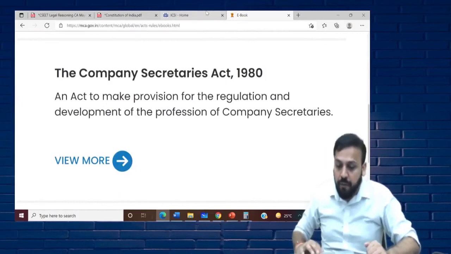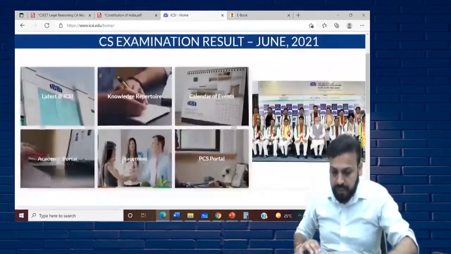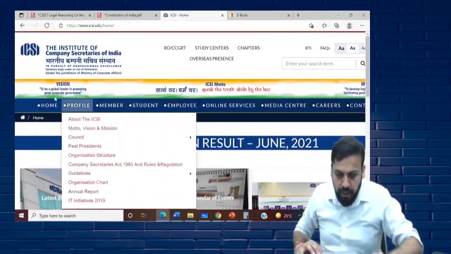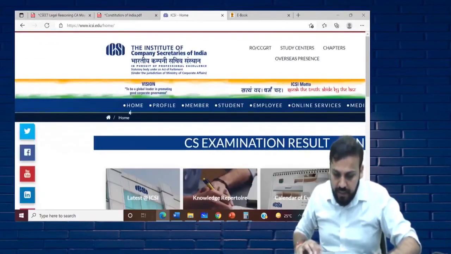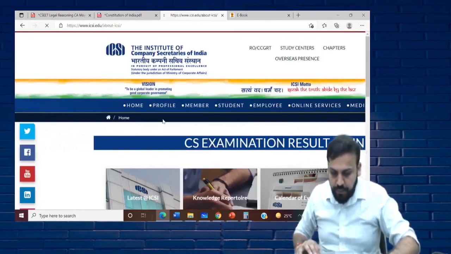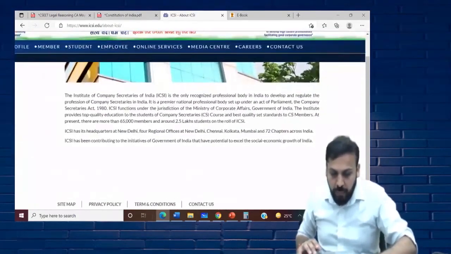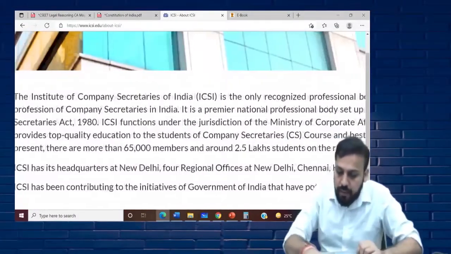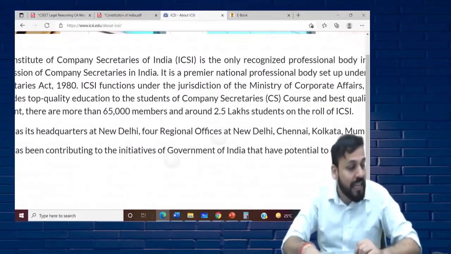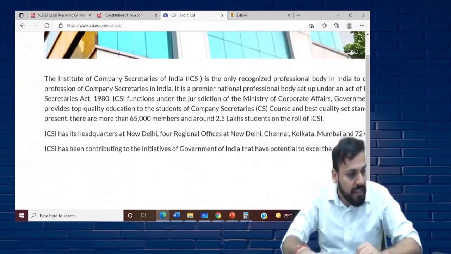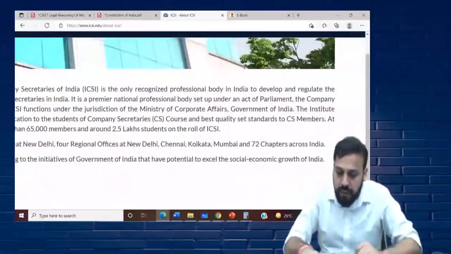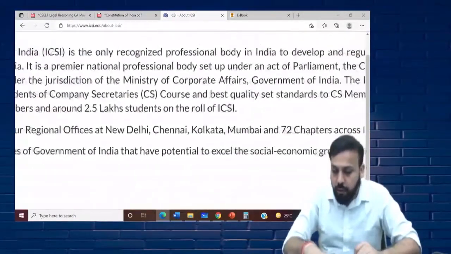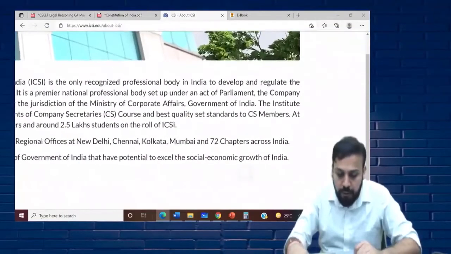ICSI has roughly, see this, you have to use the updated one. In your book it is not updated. So about ICSI, when we click, roughly how many members are there? 65,000 members, and roughly 2.5 lakh students of ICSI, with the head office headquarters at New Delhi, 4 regional offices at New Delhi, Chennai, Kolkata, and 72 chapter offices.